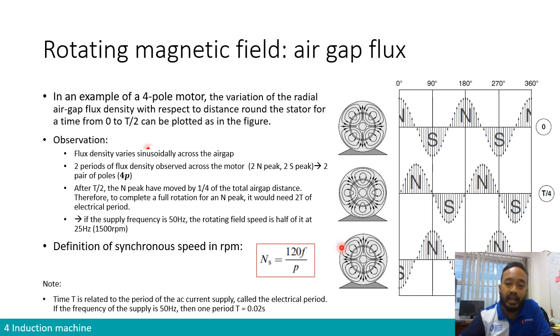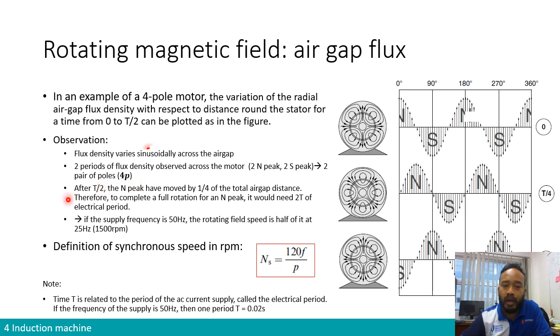And if you are plotting the magnetic flux density inside the air gap, what we observe is that the form is sinusoidal. So the magnetic flux across the air gap is sinusoidal. And what we can see is two periods. So here, one period, peak to peak, and then another peak to peak, two periods. Across all time, we can always observe two periods, so two north and two south.